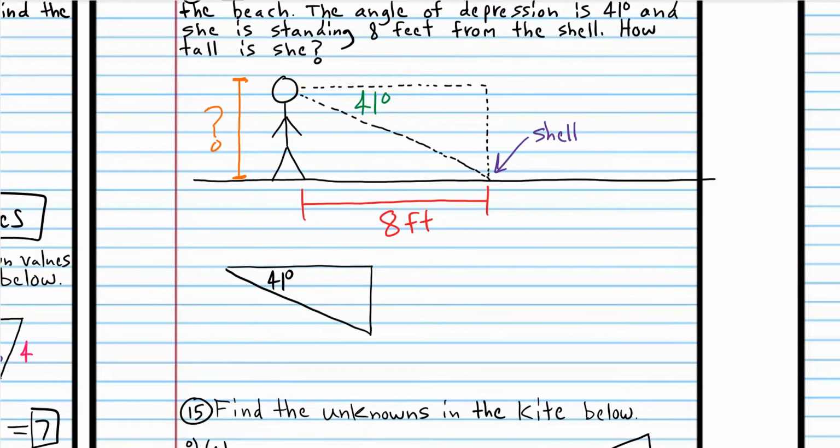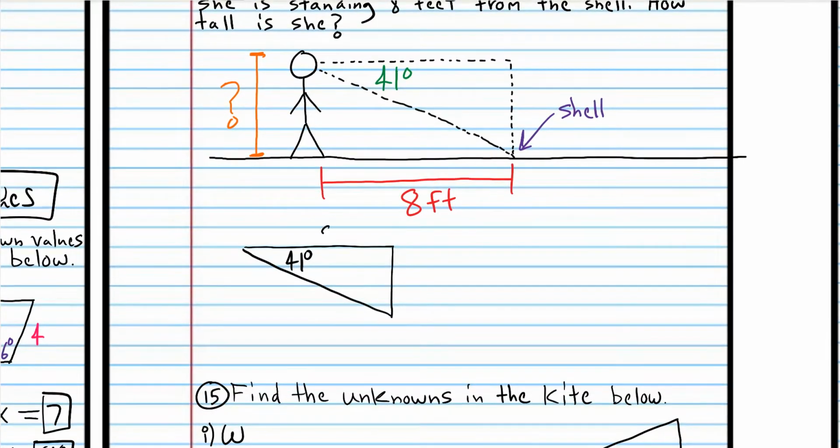So we can make this side 8 feet, and we're looking for how tall she is, which is the same as that blue distance over there. So that's this blue distance here on the triangle. We'll put a variable for that. We need to use some sort of a variable, so let's use h for height.